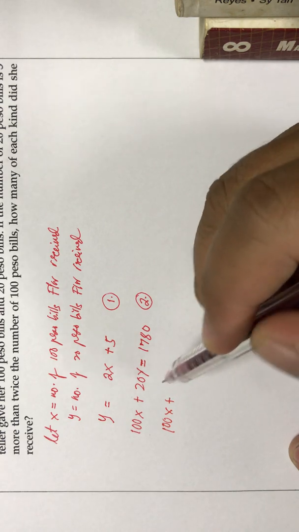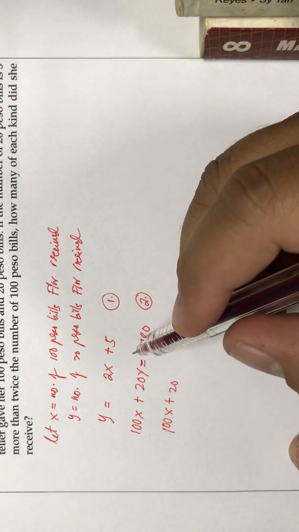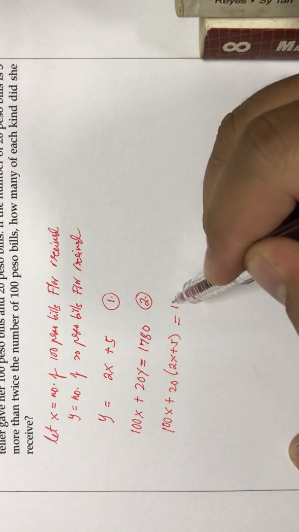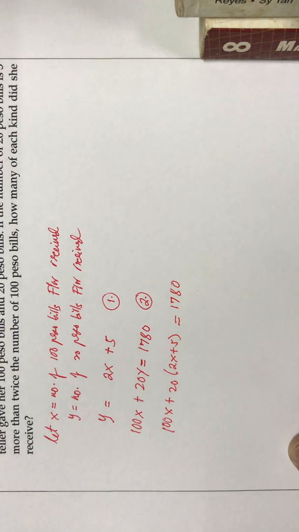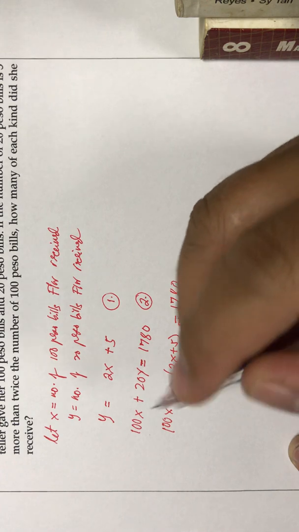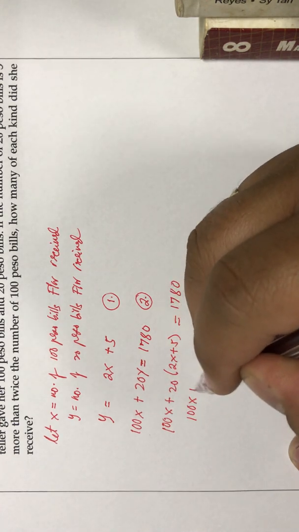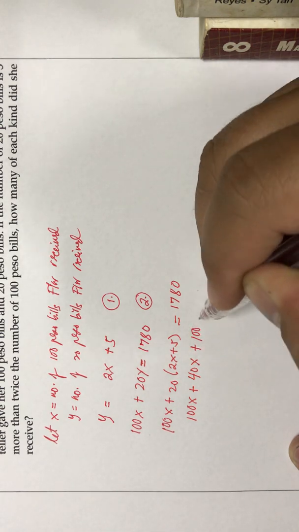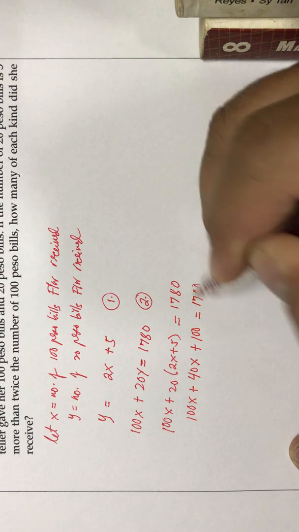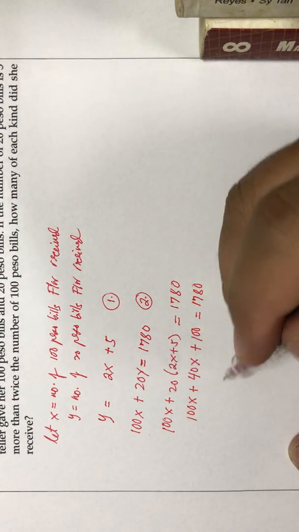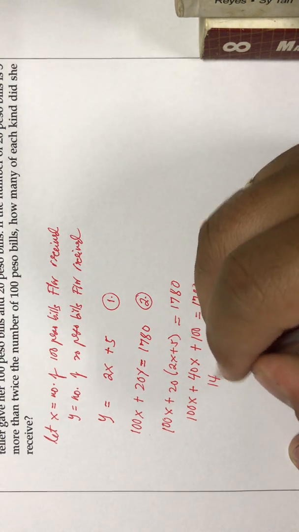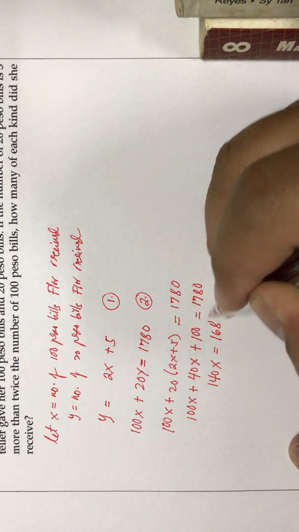Now, using the substitution method, you will have 100x + 20(2x + 5) = 1,780. Distributing 20 to the quantity 2x + 5 will result in 100x + 40x + 100 = 1,780. Combining like terms, subtracting 100 from both sides of the equation, that's 140x = 1,680.